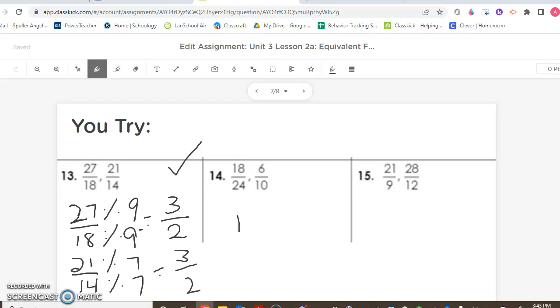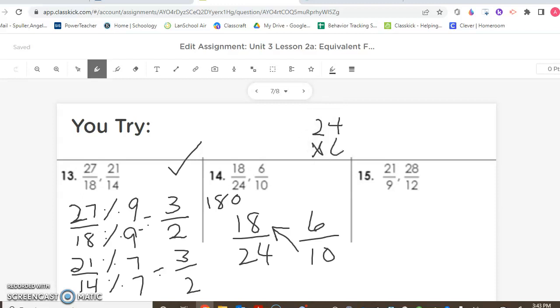Okay, here's another one. This one I think is easy enough to cross multiply with. 6 over 10. Because I can easily see 10 times 18 is 180. Now, I can't easily see 24 times 6. So 24 times 6. Okay, 6 times 4 is 24. Carry the 2. 6 times 2 is 12, plus 2 is 14. So I get 144. And we can easily see, nope, not equivalent.